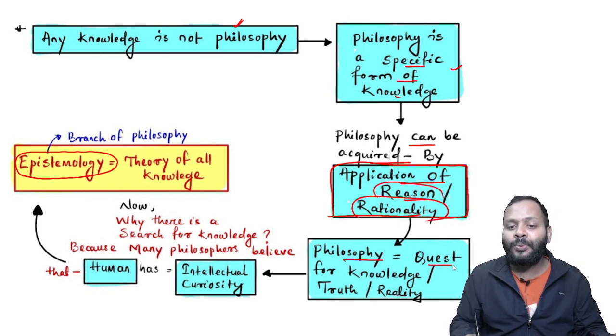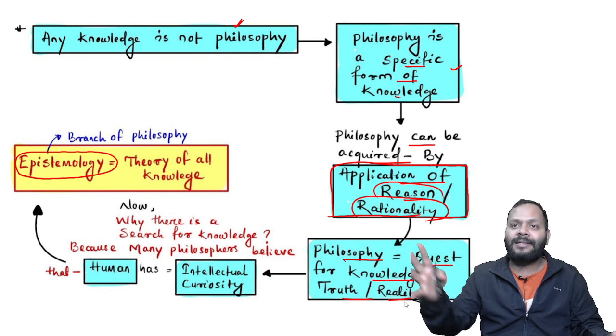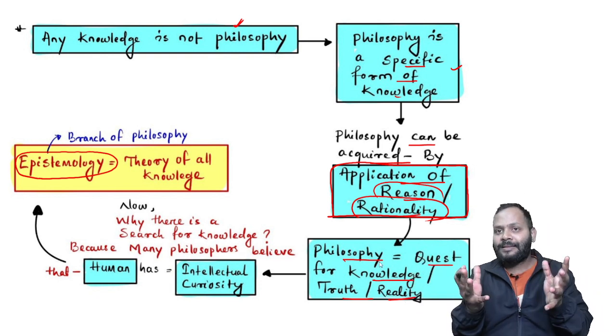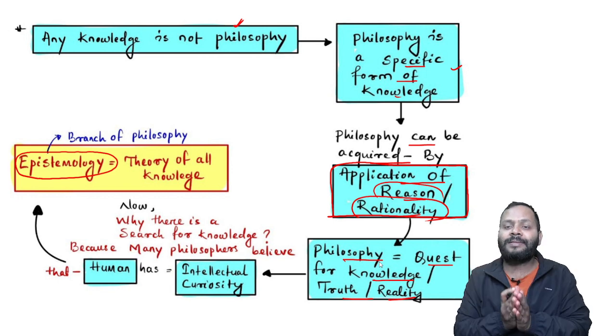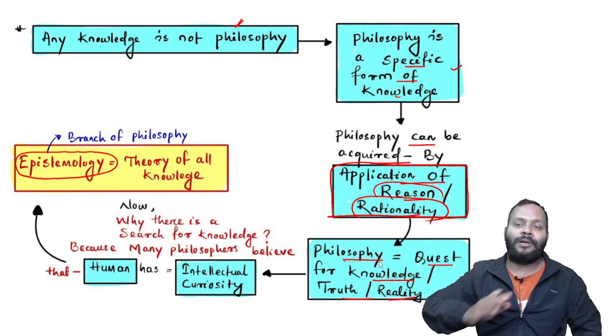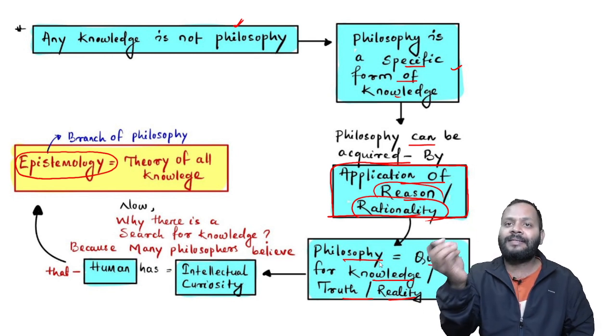Philosophy is equal to the quest of knowledge for knowledge, truth and reality. It's not just any knowledge that comes under philosophy. And who is having that sense? Only humans have that sense. If I go to any animals, whether it's a cow or a dog or anyone, do you find that sense is there with them?